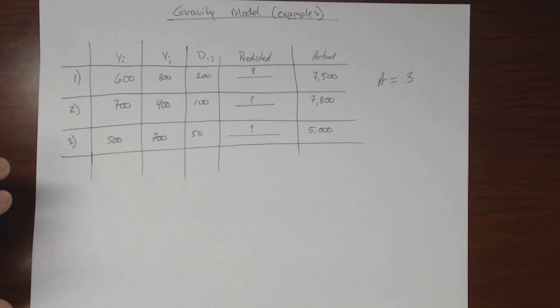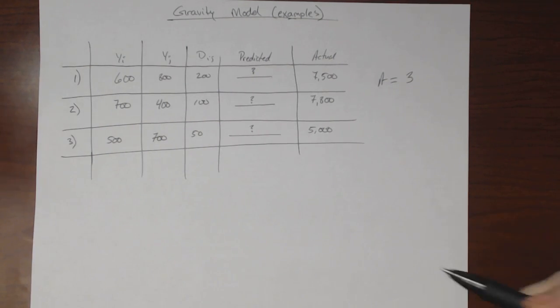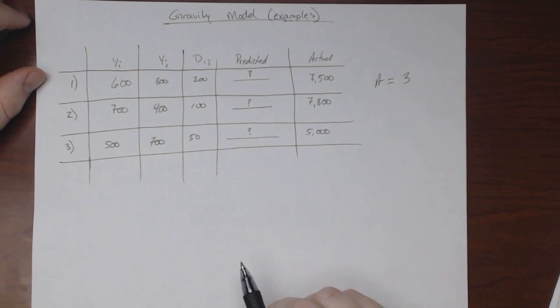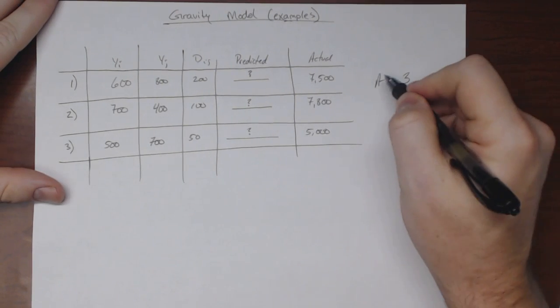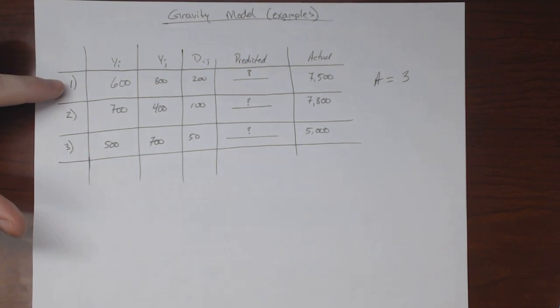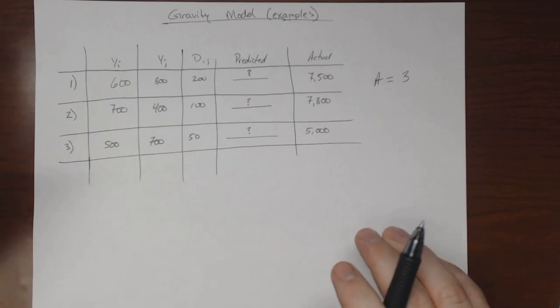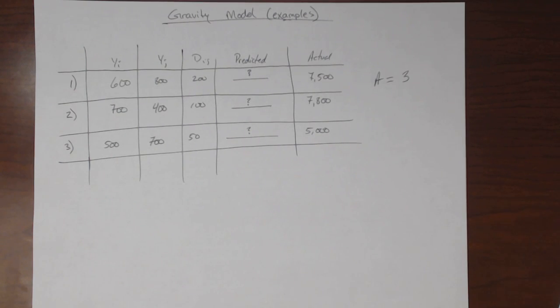Okay, so let's do just some examples of the gravity model, and we'll try to figure out which one of these three pairs of countries is an anomaly. I've just come up with three different pairs of countries, not three different countries. These numbers reflect nothing about the real world. I'm just making them up.